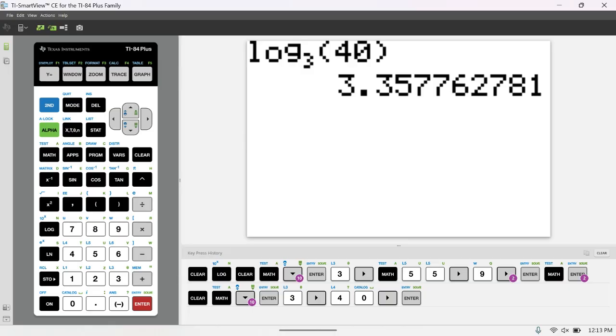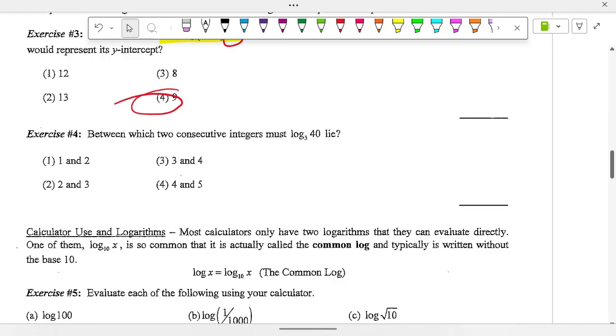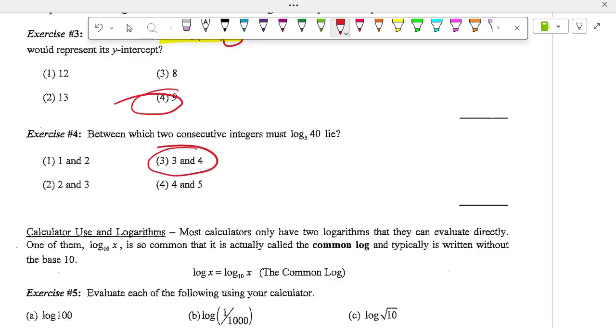Now it's not going to be a pretty fraction because that's definitely an irrational number. Logarithms can create irrational numbers. But what two whole numbers is that number in between? 3 and 4. So our answer for this problem would be number 3.